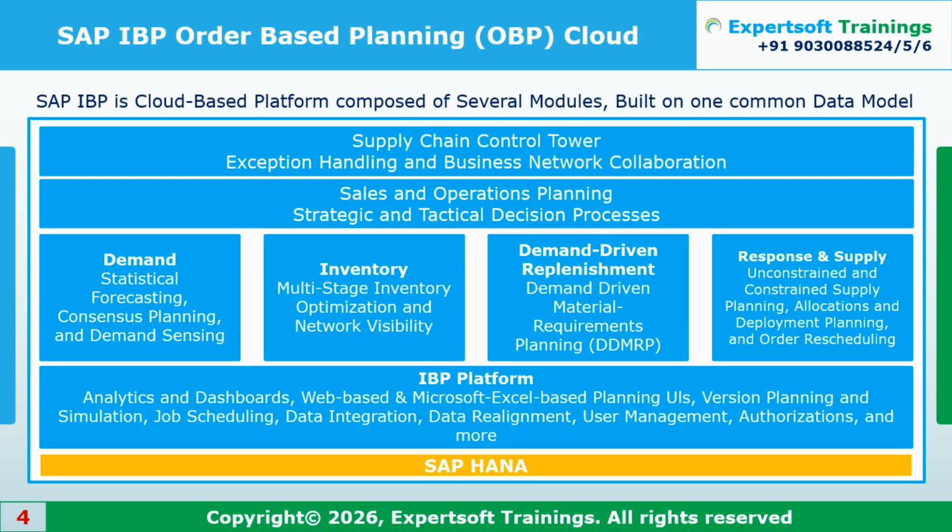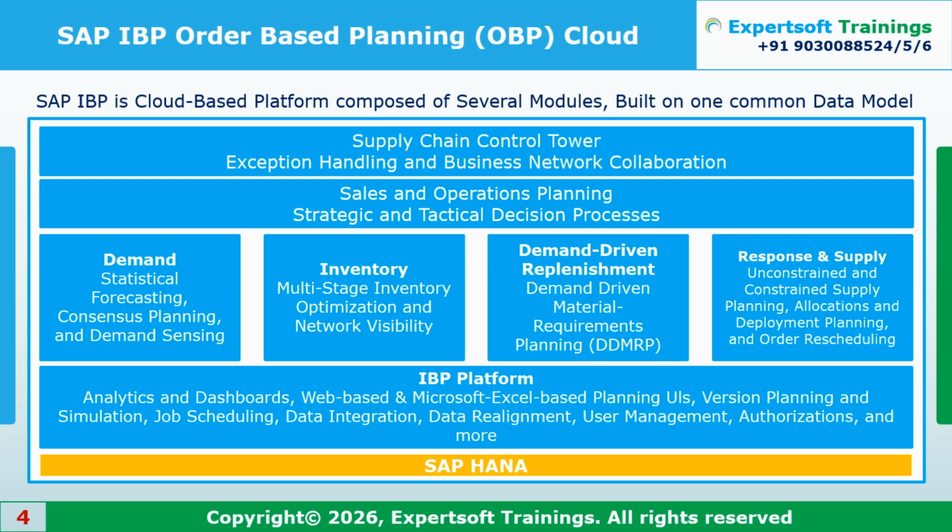Now, apart from demand, inventory, and response and supply, we have DDMRP as well, which comes under IBP. Basically, this will help you understand your stock buffers, that is, how much stock I need to keep in the green zone, yellow zone, and red zone by considering your demand, and it will help you avoid stock-out situations.